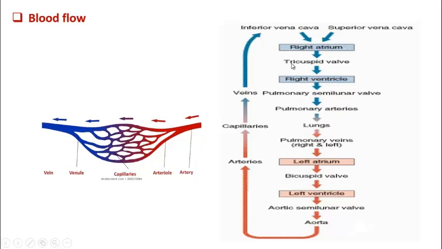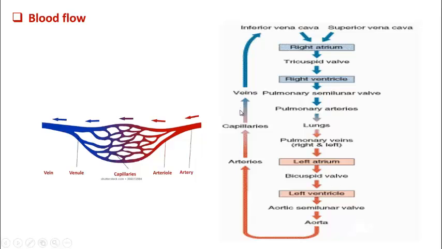Just see this flow chart. From inferior vena cava, superior vena cava, it is the right atrium. From right atrium to right ventricle. From right ventricle to pulmonary artery. From pulmonary artery to lungs. From lungs, pulmonary veins to the left atrium. From the left atrium to the left ventricle. From the left ventricle, the aorta arises and it goes to body parts as arteries.